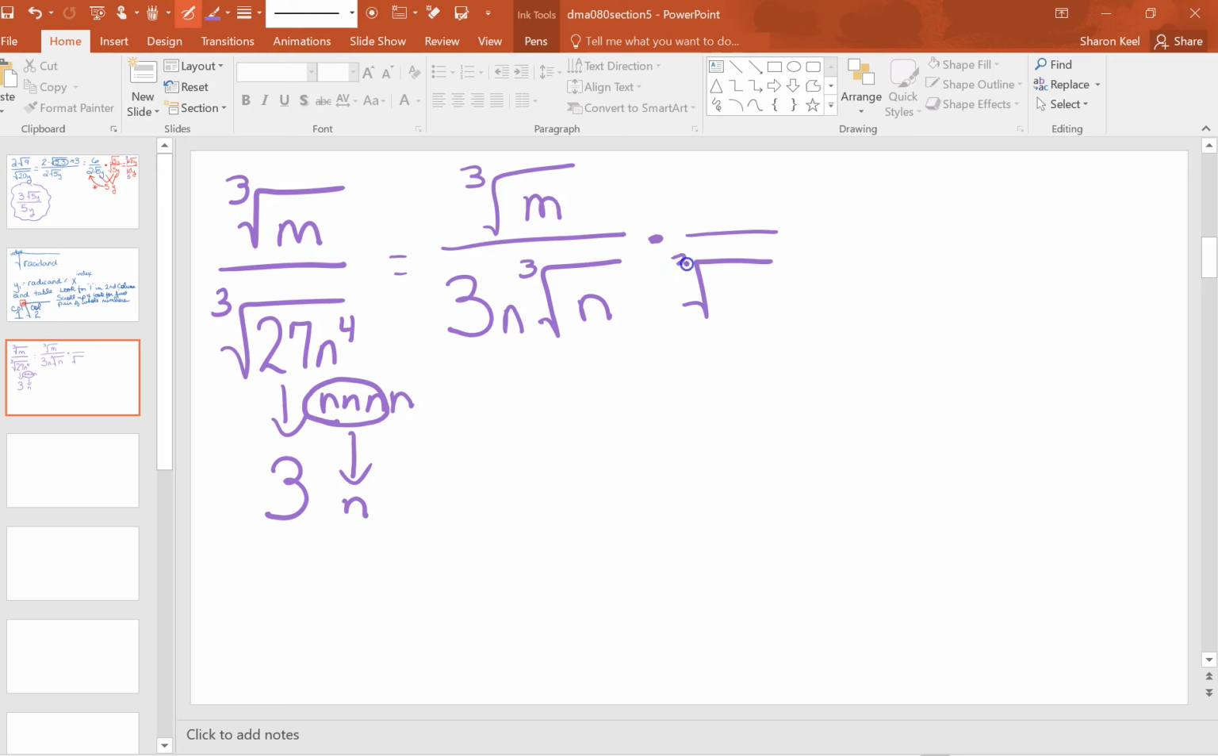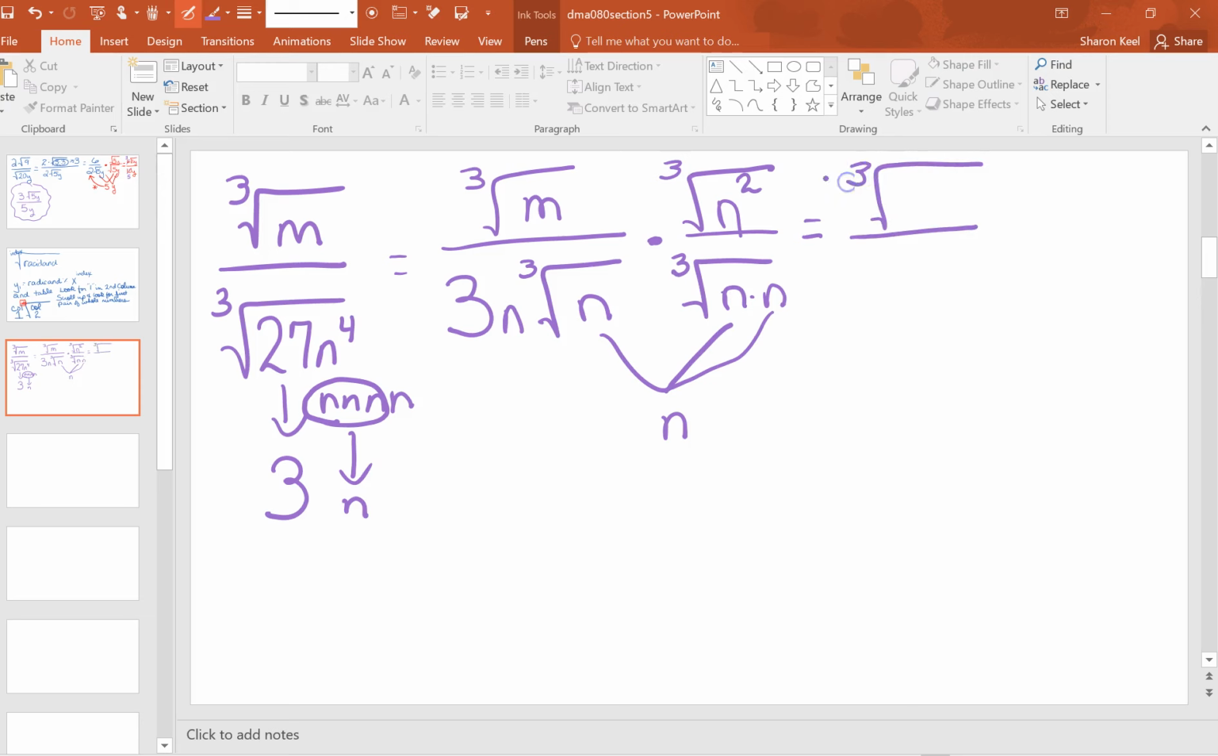We're rationalizing the denominator. So if I have one n, but I need 3 because my index is a 3, that means I need 2 more n's in order to have 3 n's for the single n to come out. So that means in the numerator, what I'm multiplying by is n to the second power. In my solution in the numerator, I have the letter m and an n squared. M, n squared, there is not 3 of the same.